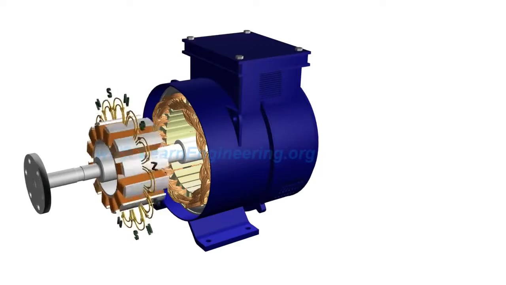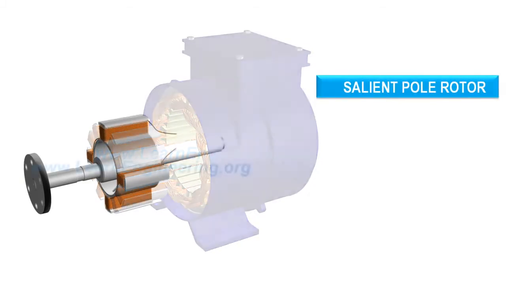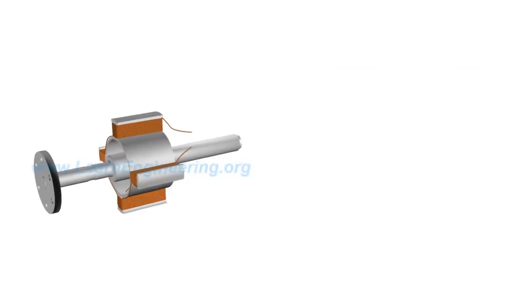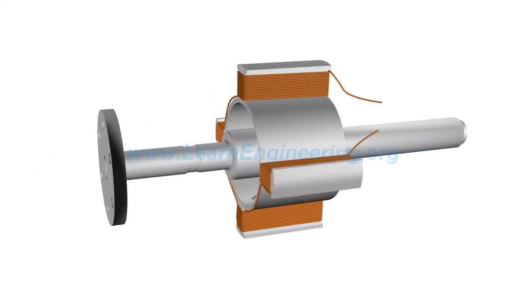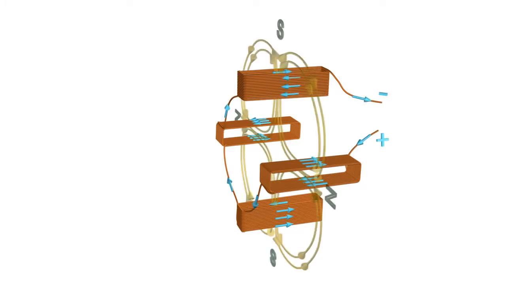This kind of rotor shown here is known as a salient pole rotor. For gaining better insight into its working, let's consider a rotor with just 4 poles. Rotor coils are excited with a DC power source. The magnetic field produced around it would be as shown.